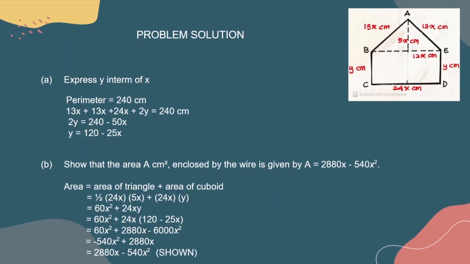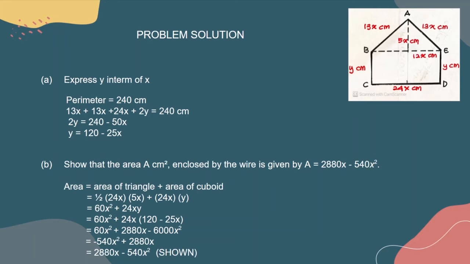2880x minus 540x². From the diagram, we can see there are two shapes, which are a triangle and a rectangle. So we create an area formula for the diagram, which is area of triangle plus area of rectangle. From this formula, we get 1 over 2 times 24x, the base of the triangle, times 5x, which is the height of the triangle, plus 24x, the length of the rectangle, times y, which is the height of the rectangle.